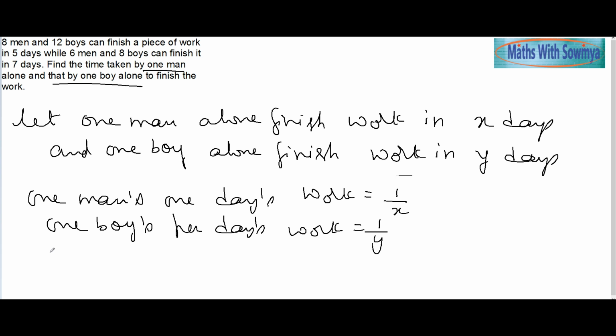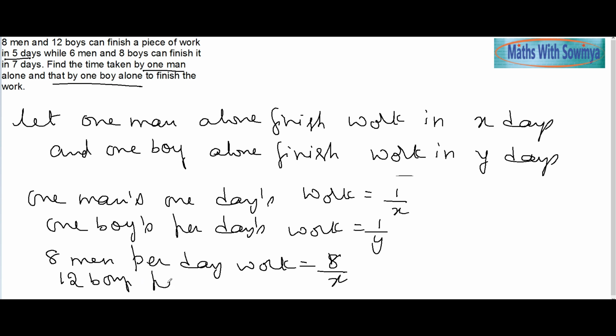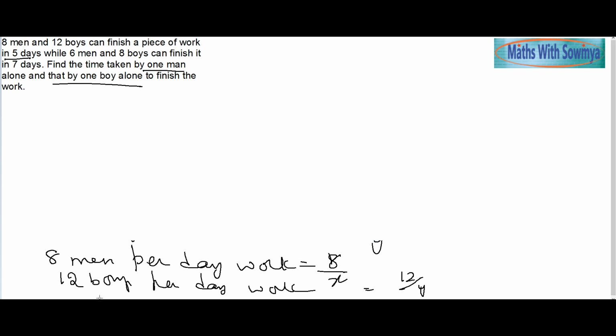Suppose both of them together will finish the work in 5 days, as they have given. So first, 8 men's per day work will be 8 by x, and next, 12 boys' per day work will be 12 by y, because 1 person does 1 by x per day, so 8 persons will do 8 by x. So we got this much now.